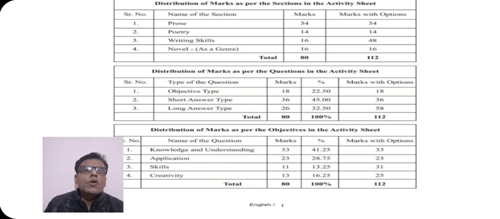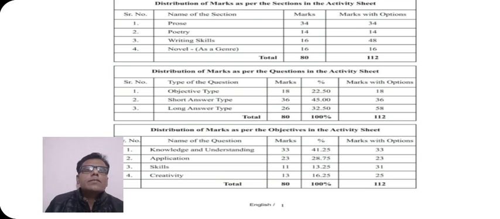Then number 2, short answer type of questions are there. These questions have 36 marks, and again there are no options in this section. These questions again 36 marks are there. If you see the percentage of questions in the activity sheet of short answer questions, it is near about 45%.